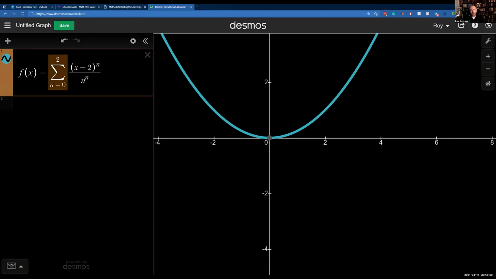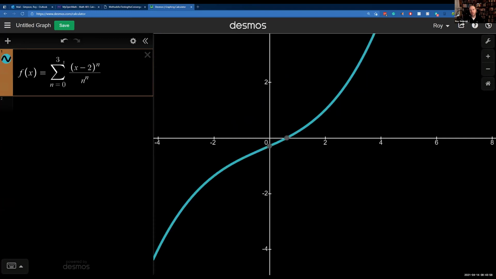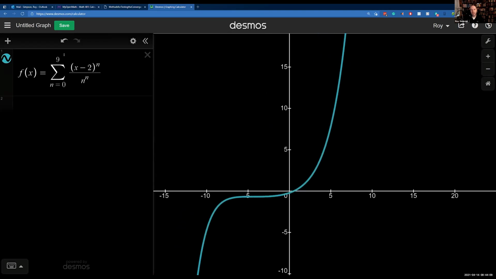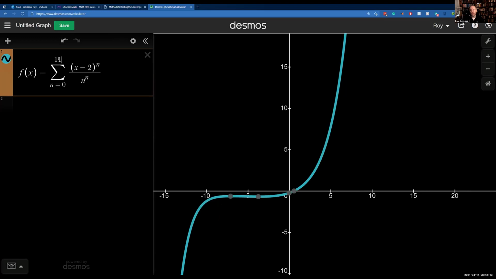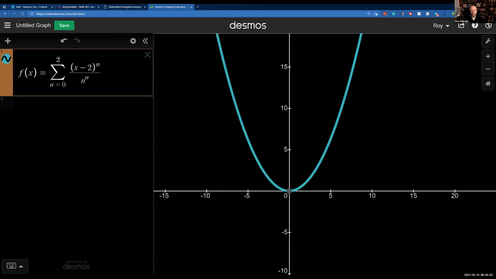I'll start with n equals 0 to 0. It'll be a flat line. But then I'll go to 1, and then to 2, then to 3, then to 4, then to 5. So what you're seeing is increasing polynomial powers that give us what our power series is going to look like in the long run. I'm just curious what it is. It's hard to tell what power series are, actually. They can handle all these, so that's good.